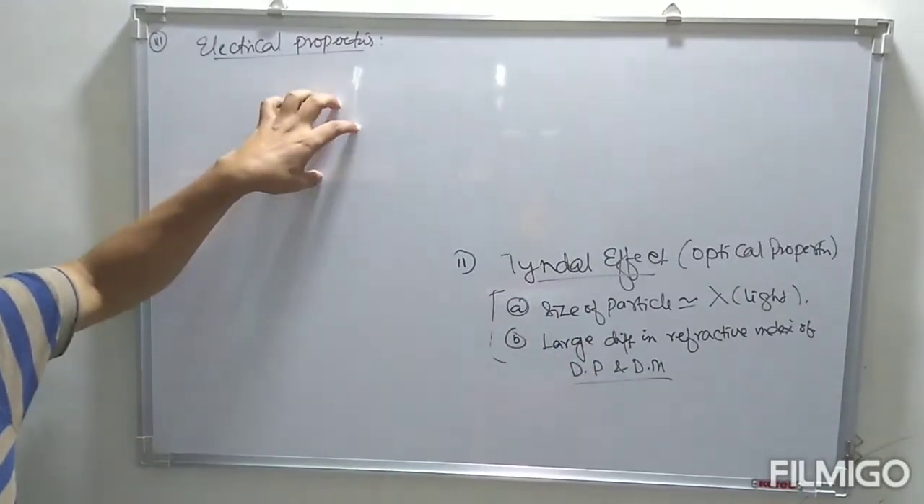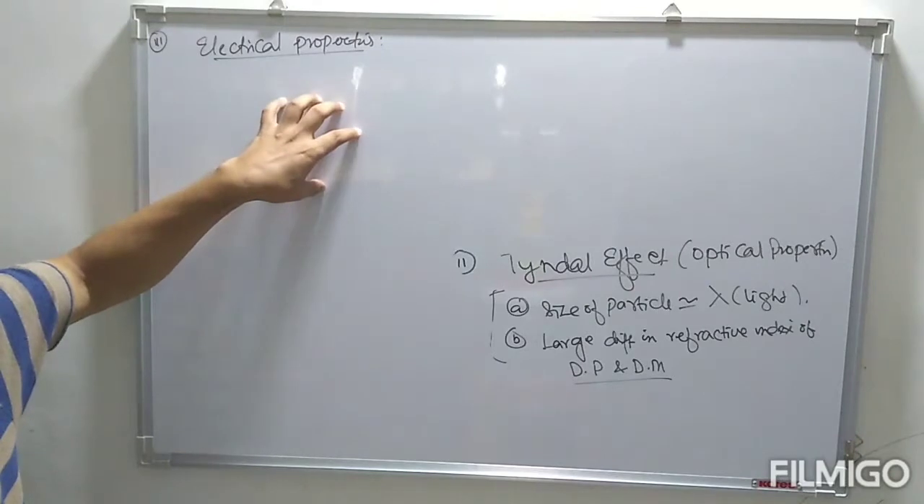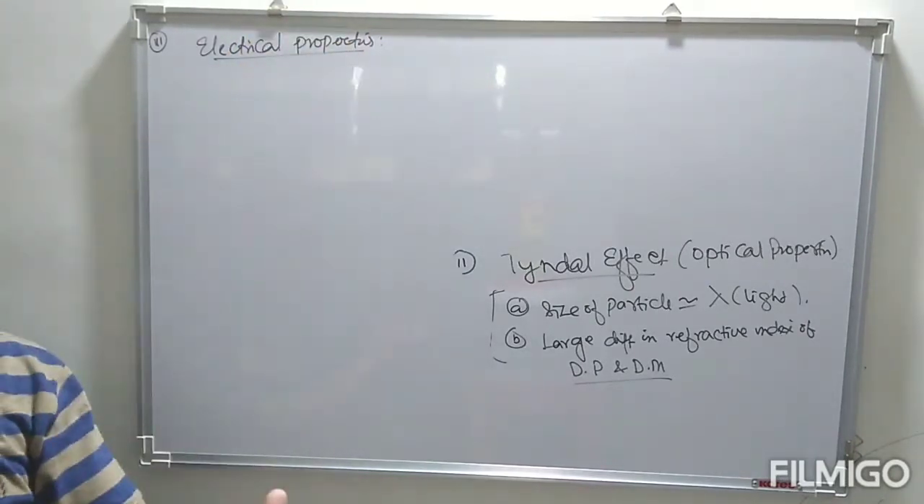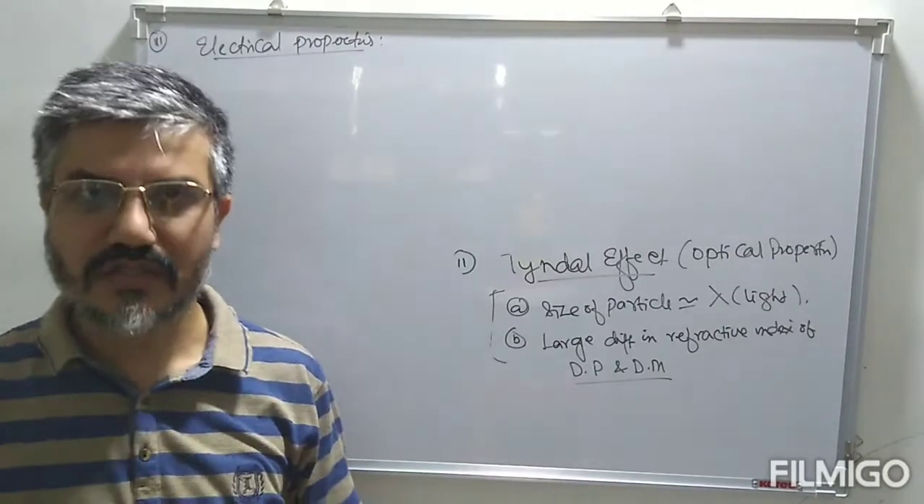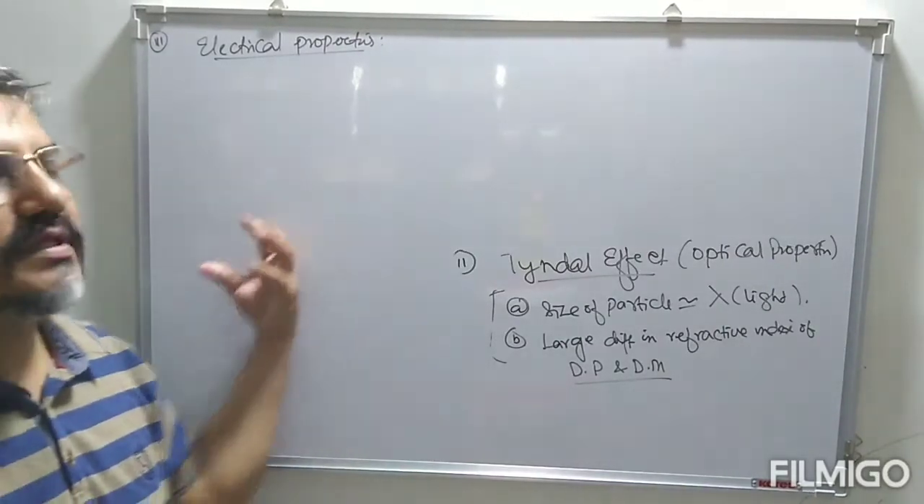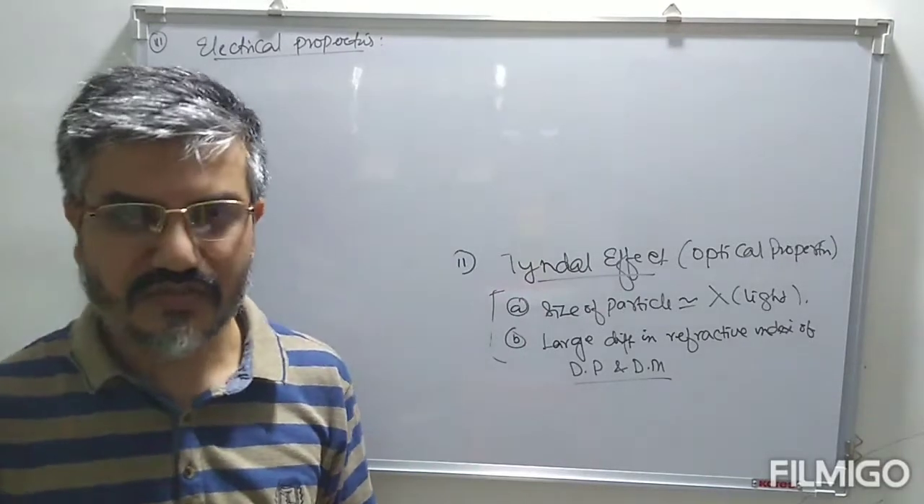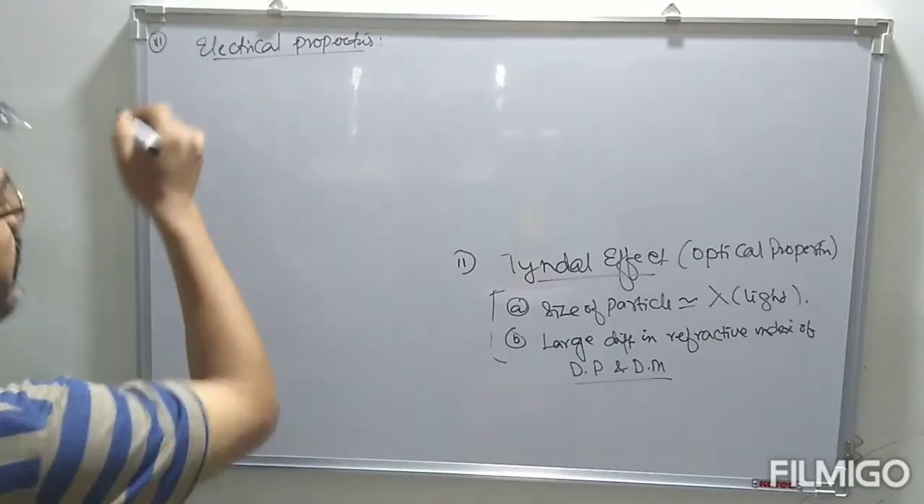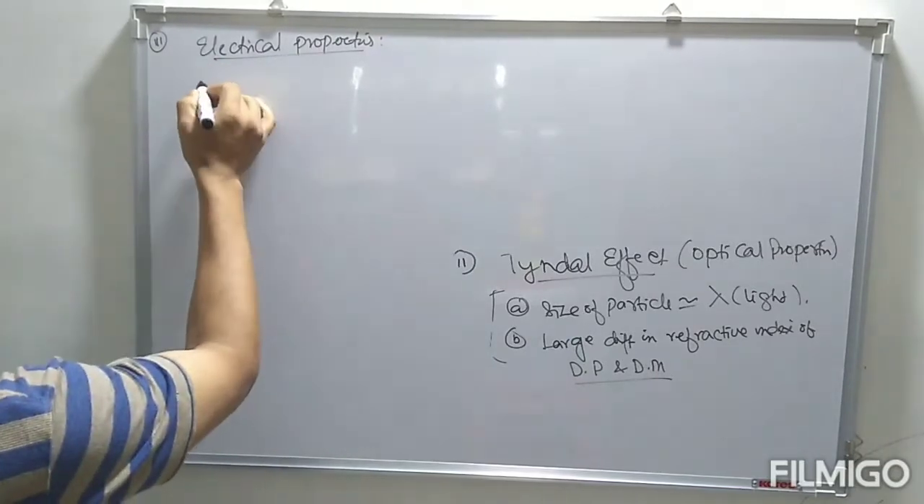This selective adsorption gives rise to charge. So we say we have colloidal particles which are charged. How do we prove that these colloidal particles are charged? For this we take the help of an experiment known as electrophoresis.